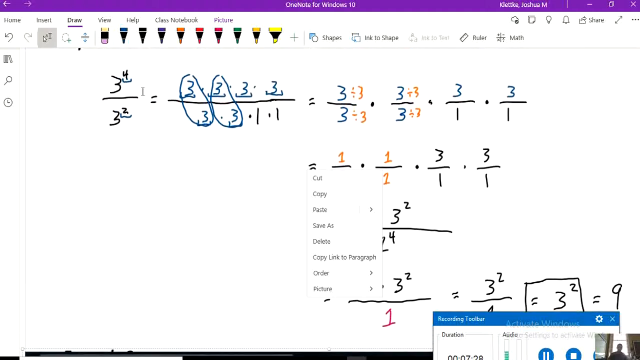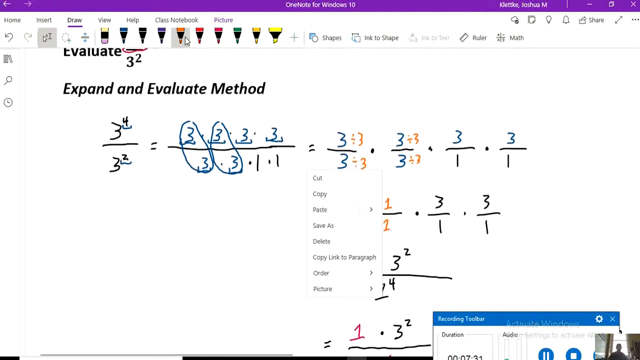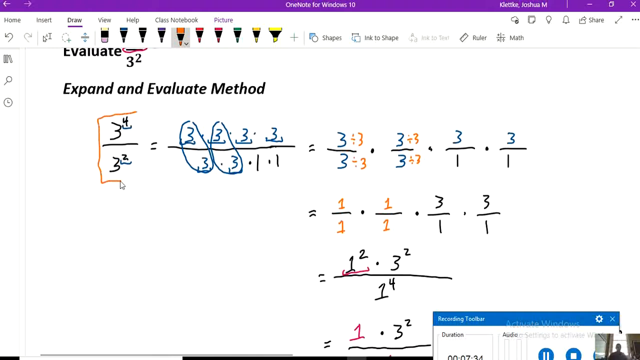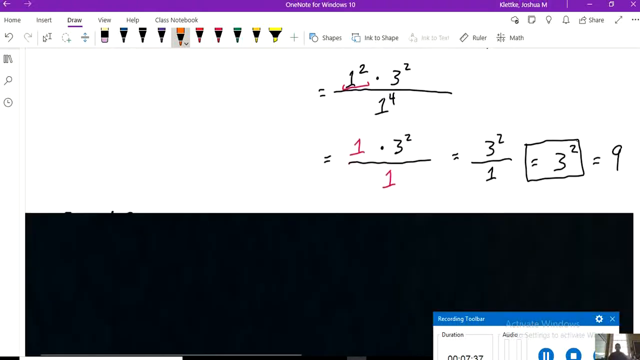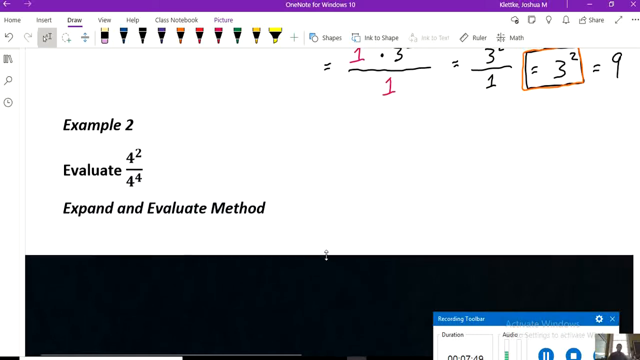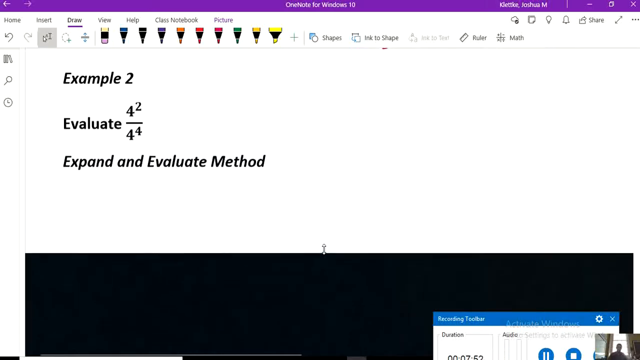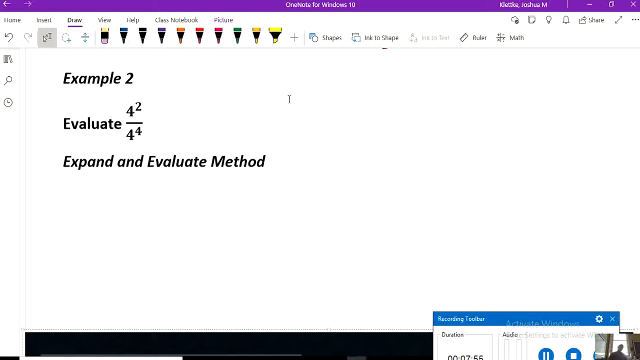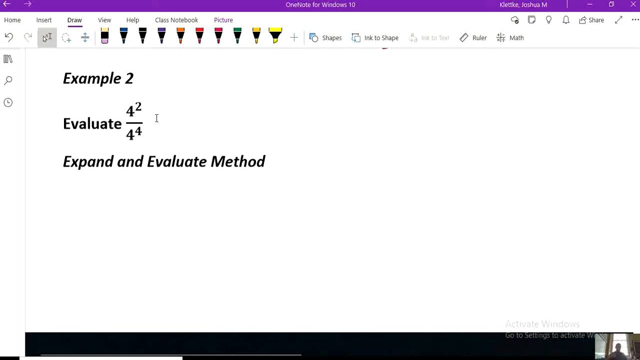So you might have noticed something that happened between right here and down here. Now let's look at another example, though, to make sure that the idea you might have holds true. So example 2, we're going to expand and evaluate again. Example 2 is a little different because now the exponent in the numerator is larger than the exponent in the denominator. So let's expand and evaluate this.